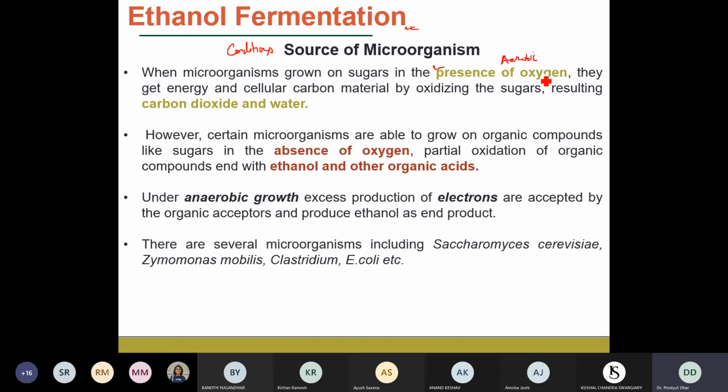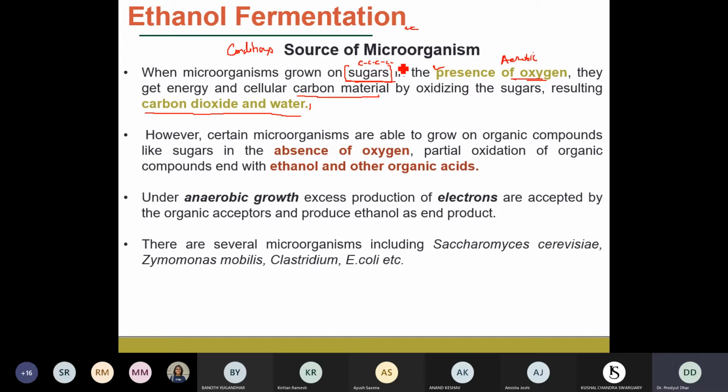So in the case of this aerobic fermentation process, what do the microorganisms do? The microorganisms grow on sugars like glucose, fructose, sucrose, and any other sugar derivatives that are there. They grow in the presence of these sugars and in the presence of oxygen. So what happens? The carbon backbone present in, for example, the glucose molecules is completely oxidized, resulting in the formation of carbon dioxide and water.